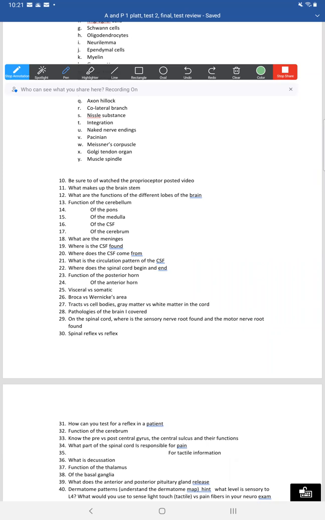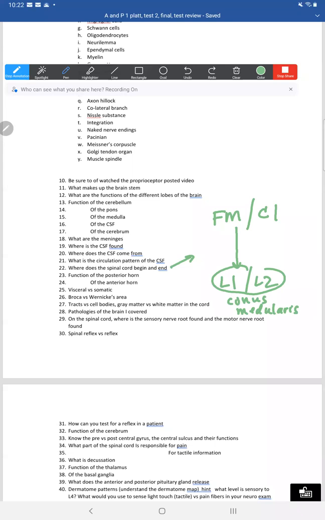Okay, where does the spinal cord begin and where does it end? Okay, so around the foramen magnum, C1 is where the spinal cord begins, and it goes all the way down to L1, L2. That's where it ends, and it ends at the conus medullaris. Okay, what is the continuation of the spinal cord past L1, L2?